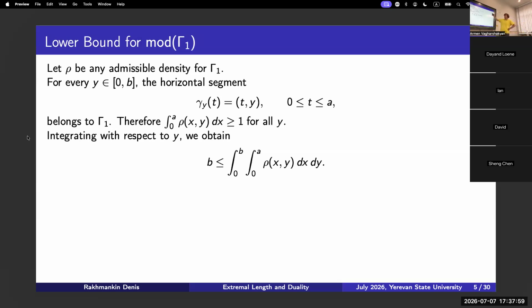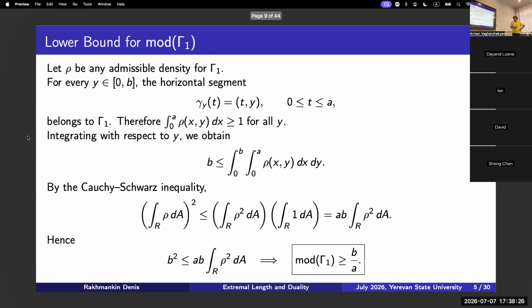So let's do the same thing for lower bounds. Let's say that we already have some admissible density, and for every fixed y, the horizontal segment lies in our family. Because it's admissible, we can calculate the integral over all x, and it's at least one by definition. So we may integrate over y and get this lower bound. By the Cauchy-Schwarz inequality, we may calculate the energy. The full energy gets a lower bound, nothing really special. Because of the symmetry, it also gives us the calculation for gamma 2.